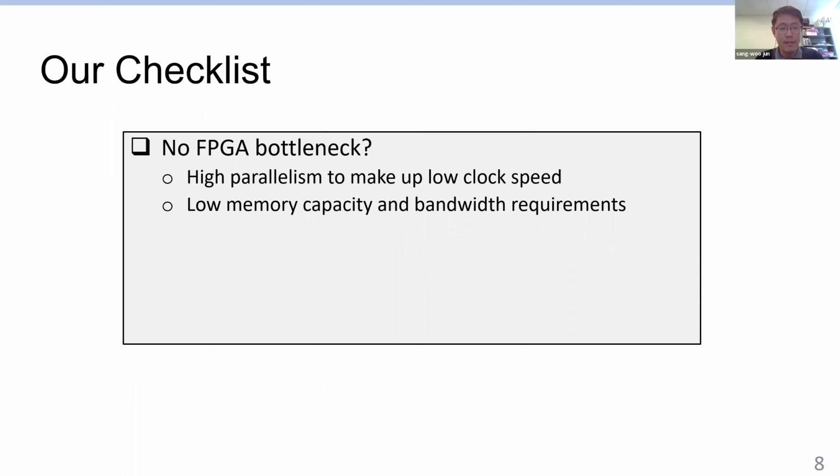First, the application or the algorithm implementation has to have no FPGA bottleneck. The FPGA bottleneck could either come from the requirement of having high parallelism inside the algorithm to make up for the lower clock speed of the FPGA, because FPGAs are typically clocked at, as you are familiar with, either 200 or 300 megahertz, as opposed to the gigahertz clock speeds of typical CPUs and GPUs. Also, because of power constraints, the onboard memory capacity and bandwidth are limited, so we need to have low memory capacity and bandwidth requirements in the algorithm.